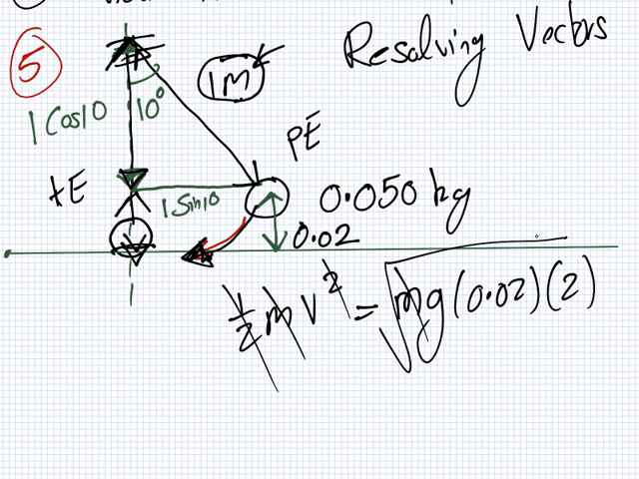Right, what did we get here? What did you get for V? What I got was 0.62. Yeah, that's what I got. 0.626 meters per second. Oh, I didn't. You know, it's 9.8. He missed the 9.8 one. Okay.